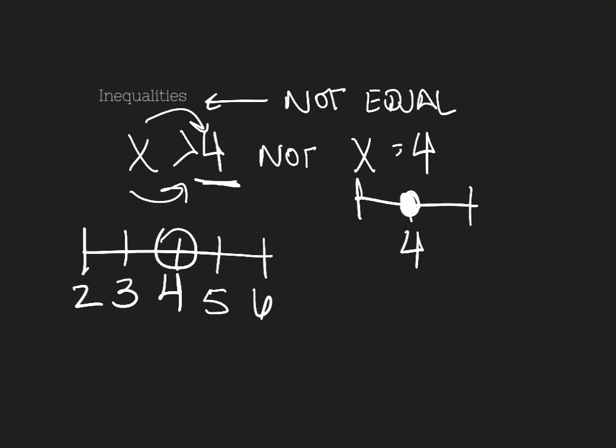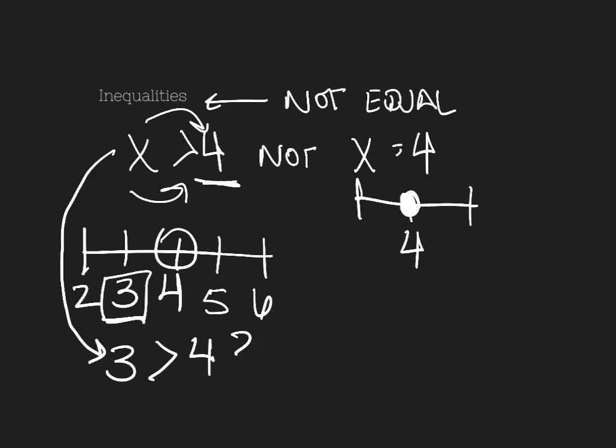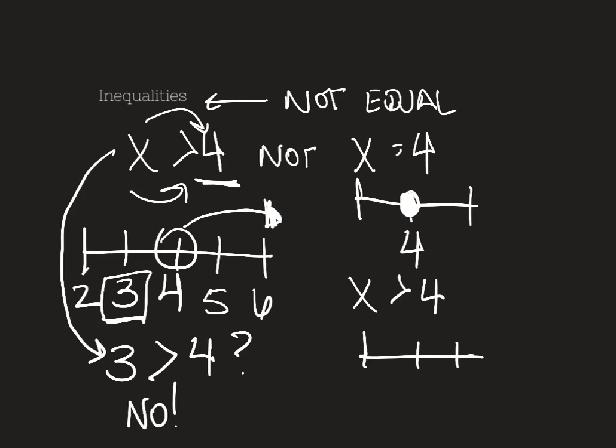So we test. We're going to test the number to the left, 3. Is 3 greater than 4, by taking this inequality down here? The answer is no. So that means all our answers need to go to the right. So our inequality, x is greater than 4, is marked by this graph.